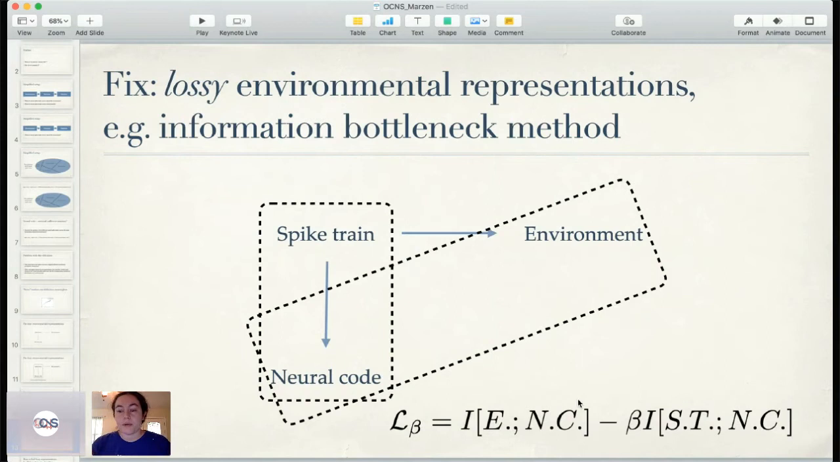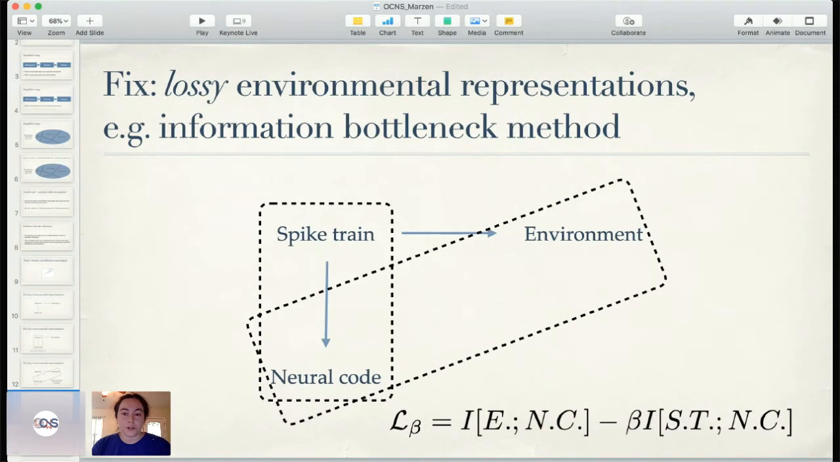The methods that I'm going to be talking about in the second part of this talk are relevant to objective functions that don't look exactly like the information bottleneck method objective function. But for concreteness, I've focused on that in this talk. And you can always ask me any questions about that if you're curious.